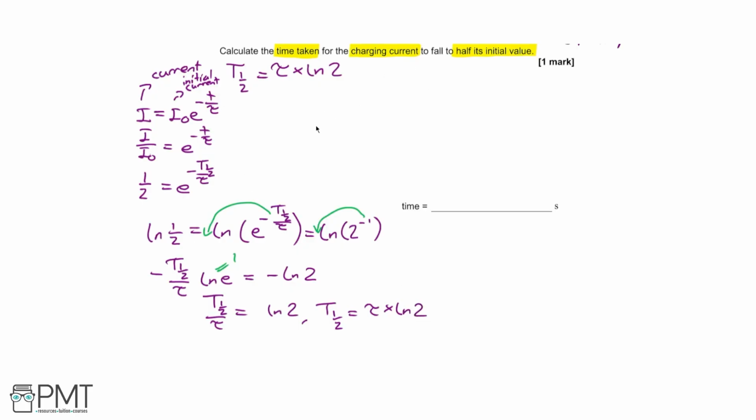This is the same equation as for radioactive decay, just with different symbols. Anyway, we can calculate this time now as t half is equal to the time constant, which is 1.0 seconds, multiplied by the natural logarithm of 2. Doing this calculation, we find that this is approximately equal to 0.69 seconds. So our answer is 0.69 seconds. Here, I've rounded this to 2 significant figures because the degree of precision of the time constant, which is the only piece of data that we've used in this calculation, is also to 2 significant figures.